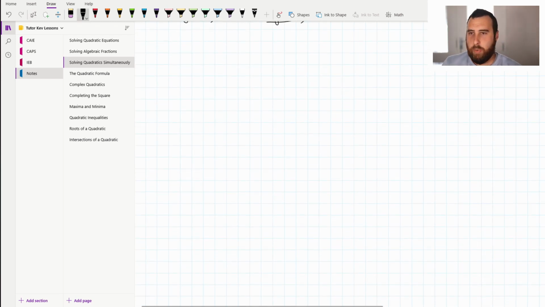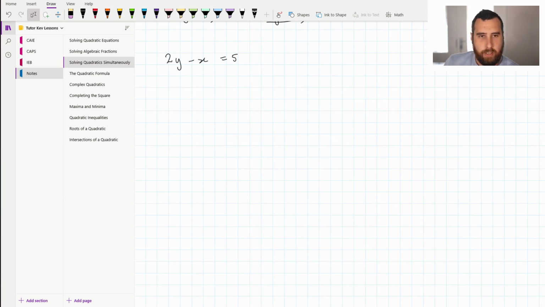Right, so here is my more difficult example. We've got 2y minus x is equal to 5 and 2x squared minus 3y squared equals 15. Now, if you feel that you know what to do, I suggest pausing the video now and giving it a shot, and then unpause when you feel that you're ready.